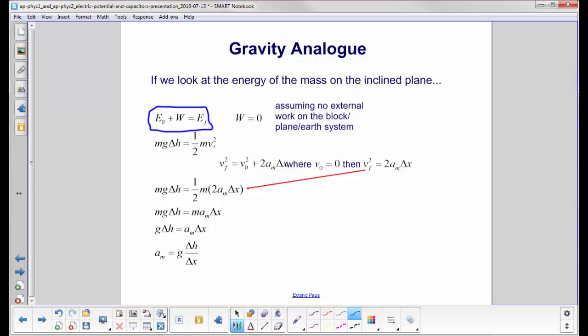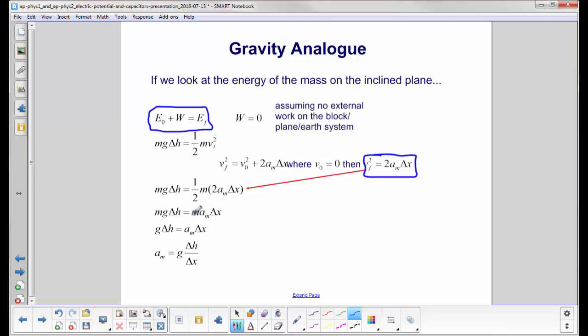Since we have a constant acceleration, we can use one of the kinematics equations. We'll use the third one. v_f squared equals the initial velocity squared plus 2 times the acceleration of the mass times delta x. Now we're starting at rest, so v_0 equals 0. Our final velocity squared will be 2 a_m delta x. We substitute that in right here for this term.